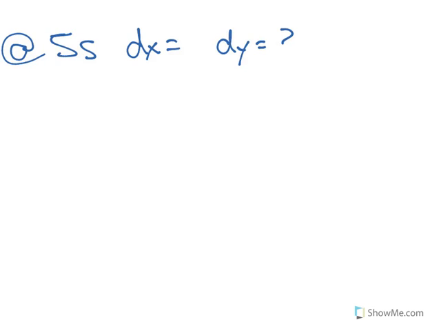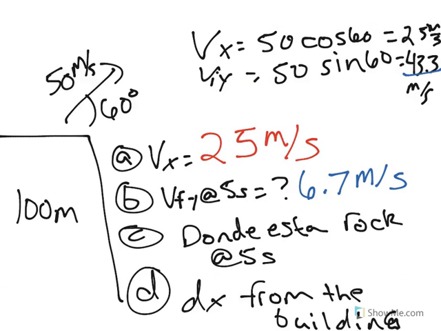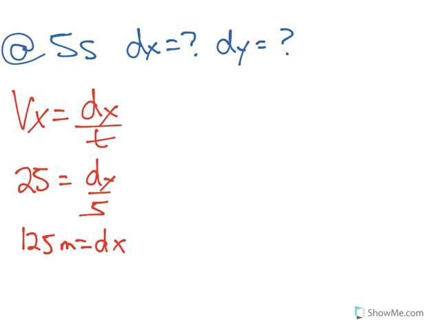Alright, third thing it asks us is, where is the rock at 5 seconds? Alright, so at 5 seconds we're looking for dx and dy. So for dx, we know the velocity in the x is equal to distance in the x divided by time. Solve for distance in the x. The velocity in the x, if we look back at the beginning, was 25 meters per second. So 25 equals distance in the x divided by 5. 5 times 25 is 125 meters equals the distance in the x.